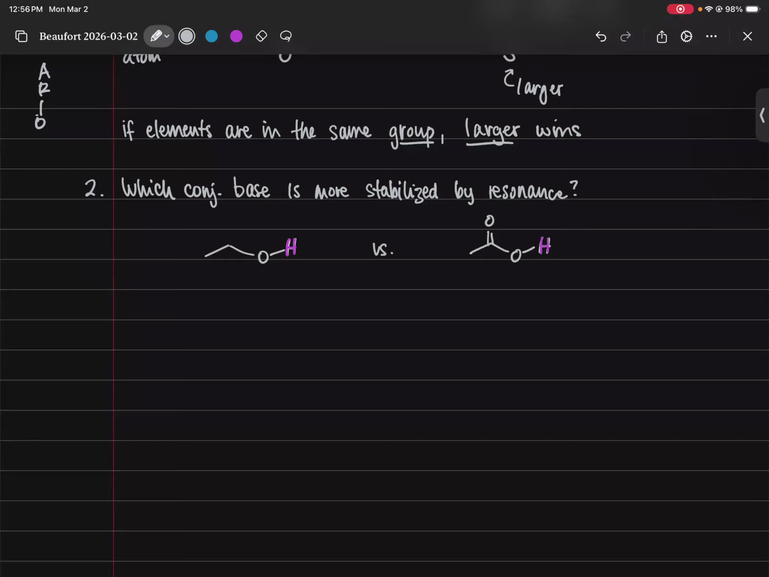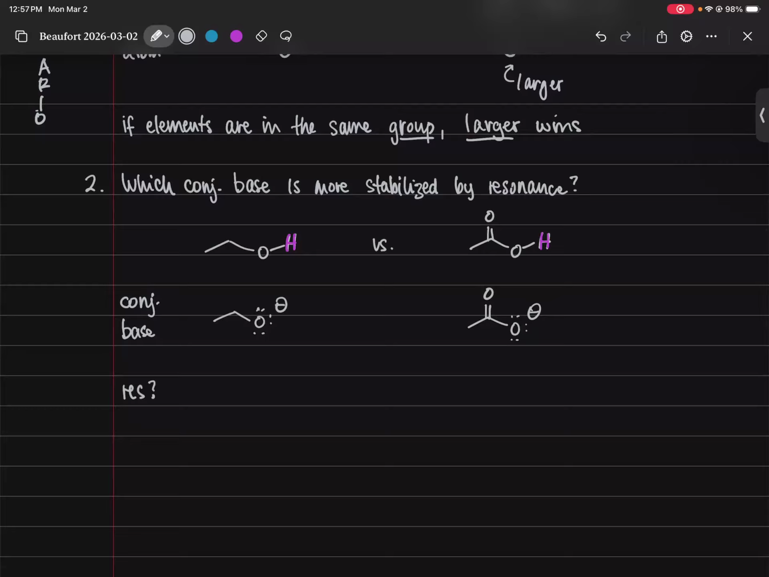First thing we need to do is draw the conjugate base. So we'll deprotonate each of our two acids. And just because ethanol isn't called an acid or doesn't have acid in the name doesn't mean that it can't act as an acid. Okay, so there's our conjugate bases.